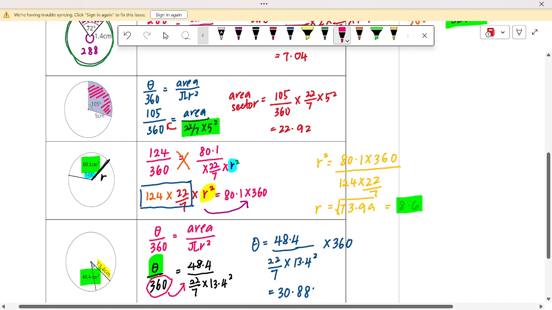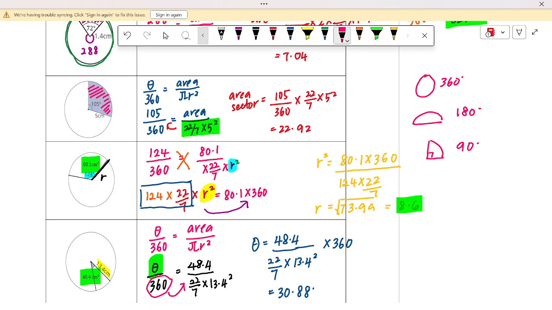Next, important things you need to know: if they're giving you one whole circle, your angle is 360. If they're giving you half circle, semicircle, your angle will be 180. If they're giving you a quadrant, which is 1 over 4 of the circle, it will carry the angle 90 degrees. So be careful when you're answering this chapter's question, whether they are looking for minor arc, major arc, minor sector, major sector. The radius will remain the same, but the angle will change based on the sector that's given. Okay, that's all.